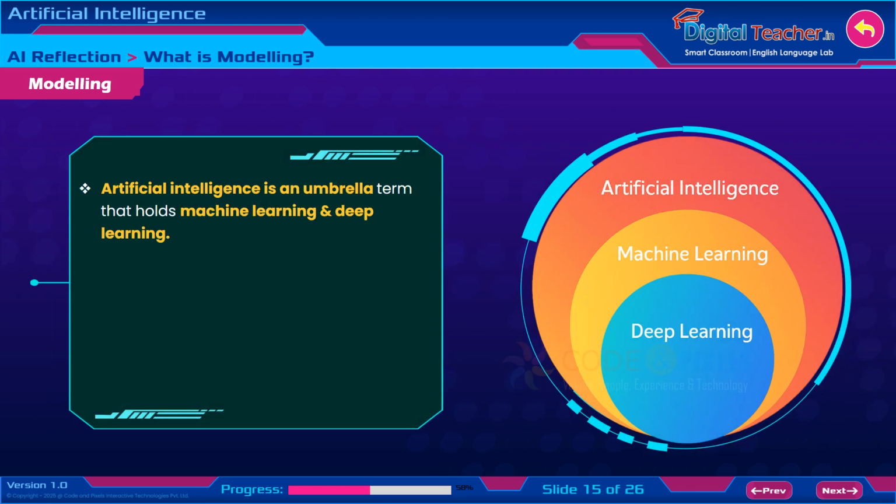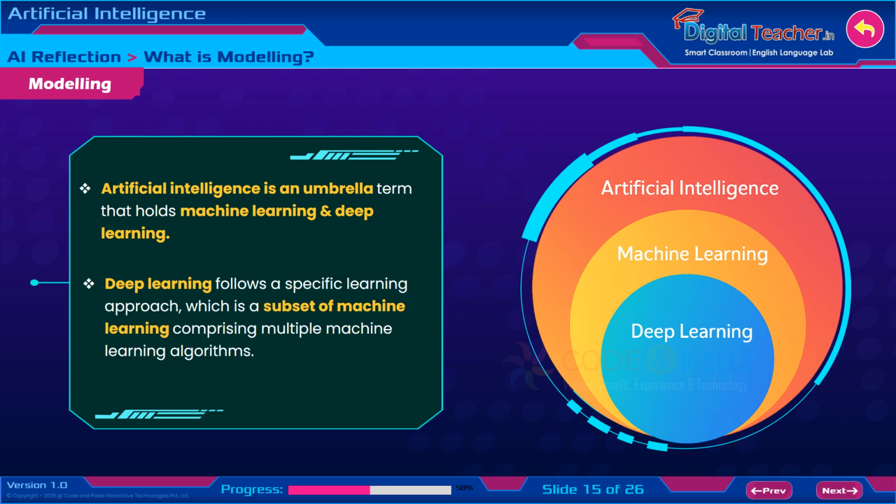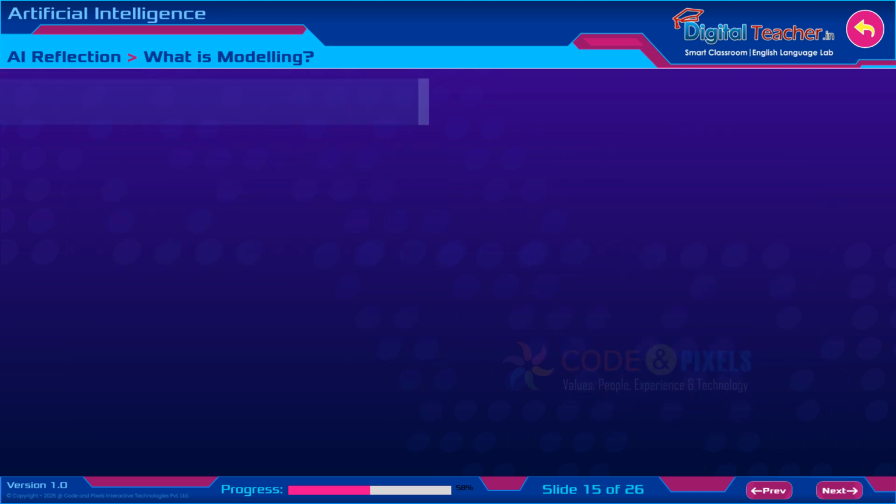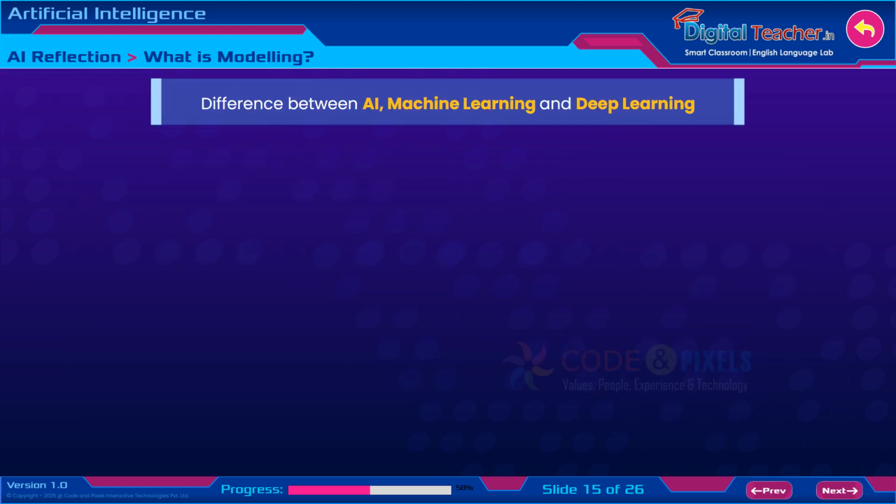Artificial intelligence is an umbrella term that holds machine learning and deep learning. Deep learning follows a specific learning approach, which is a subset of machine learning, comprising multiple machine learning algorithms. Difference between artificial intelligence, machine learning, and deep learning.